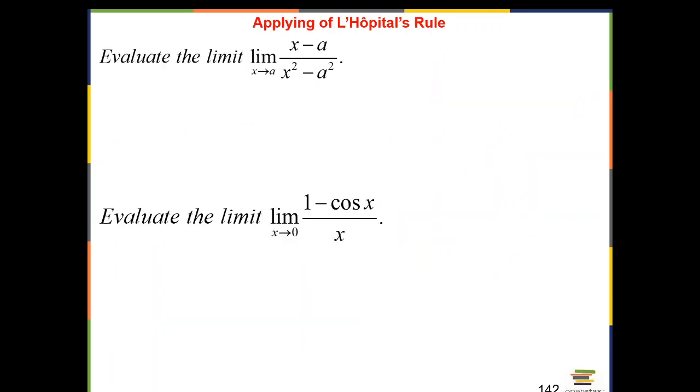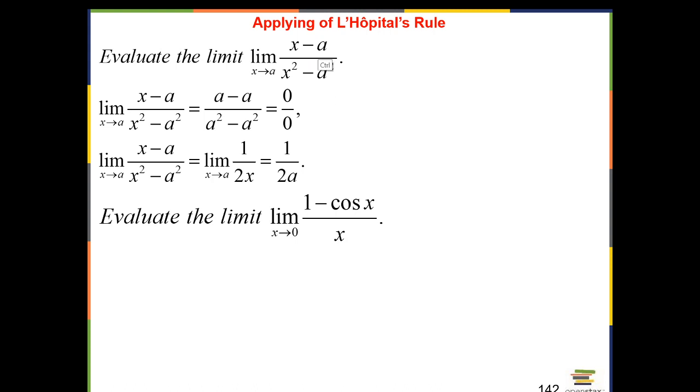All right, so here are examples again. It's very easy, just take the derivative, right? When you substitute, you get 0 over 0. So we take the derivative. What's the derivative of x minus a? It is 1. What's the derivative of x squared minus a squared? 2x, because a is a constant, right? So the limit of 1 over 2x when x approaches a is just that.